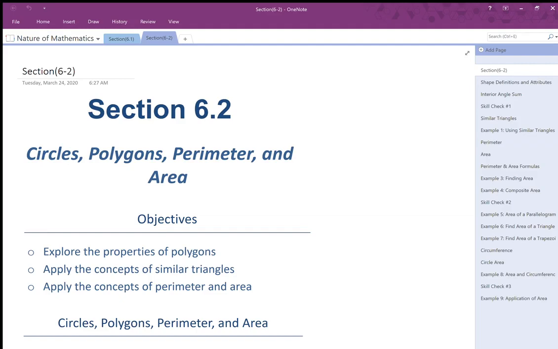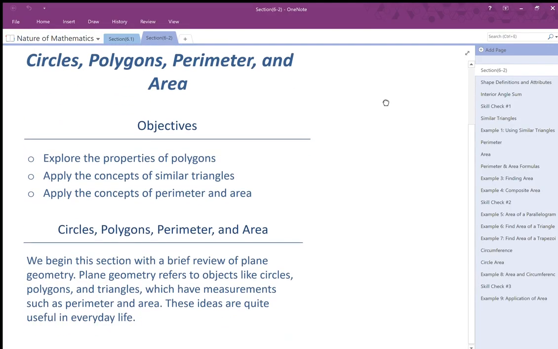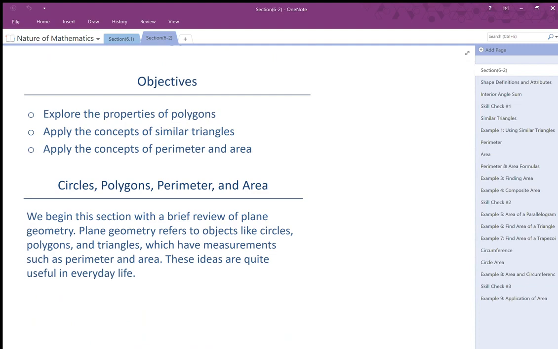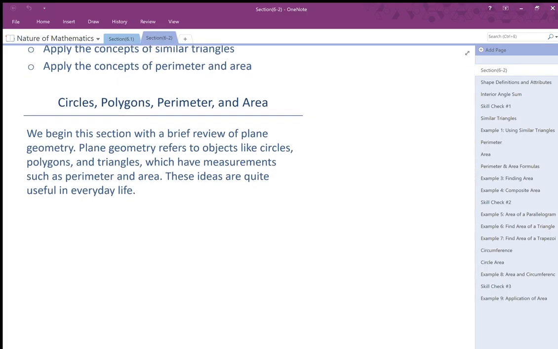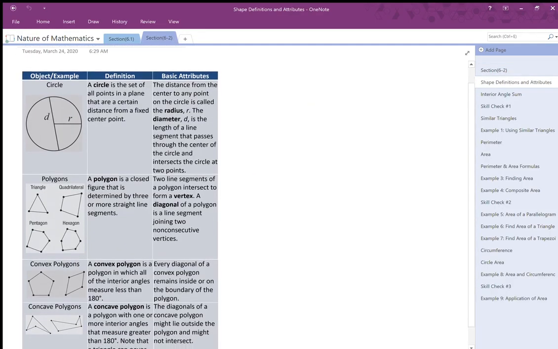Okay, so in this section, 6.2, circles, polygons, perimeter, and area, our objectives are to explore the properties of polygons, apply the concepts of similar triangles, and apply the concepts of perimeter and area. We start with our definitions.